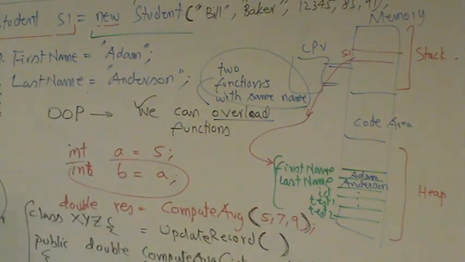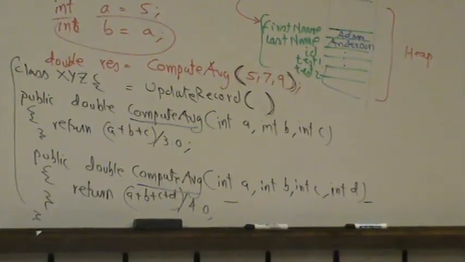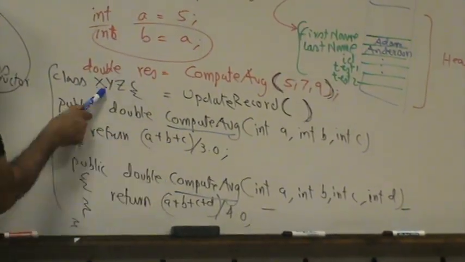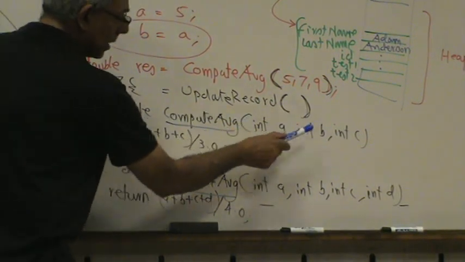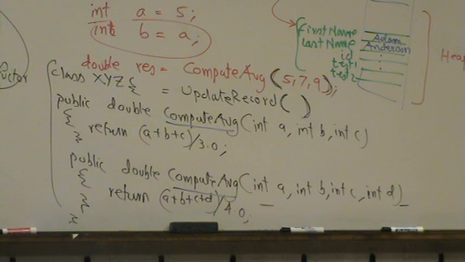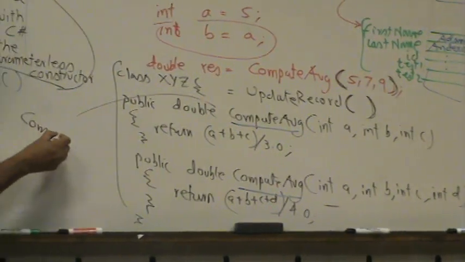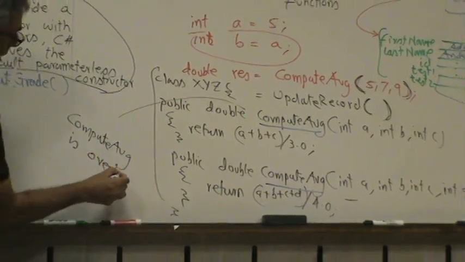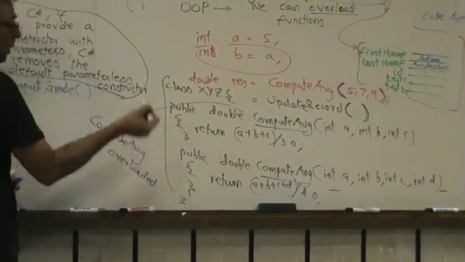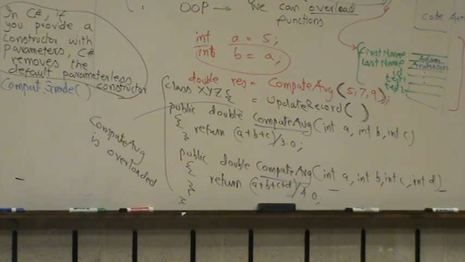So for example, both of them are called computeAvg, both of them are in the same class. One of them takes 3 parameters, one of them takes 4 parameters, so it's perfectly okay. In object-oriented terminology, we will say that computeAvg is overloaded, meaning there's one more computeAvg inside the same class.